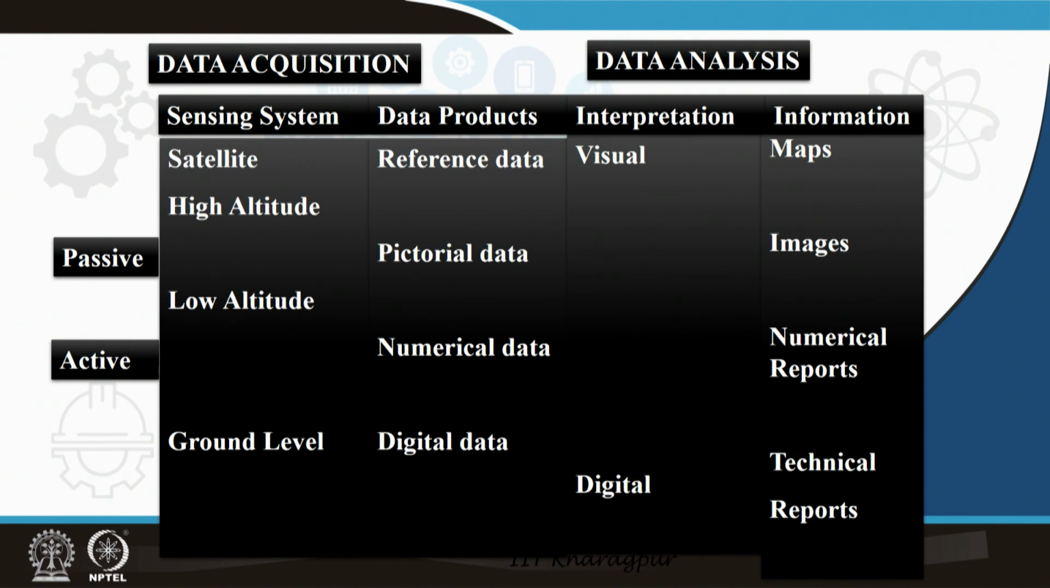Now data acquisition means you have sensing systems, which are either passive or active sensors. Then once you have acquired the data, the data products are in certain formats. This is then looked at by the analysis. Analysis is either done by the sensing agencies, for example, NRSC, which also has a lot of other agencies like SAC, IRS, etc., which actually do a lot of work on this kind of remotely sensed data.